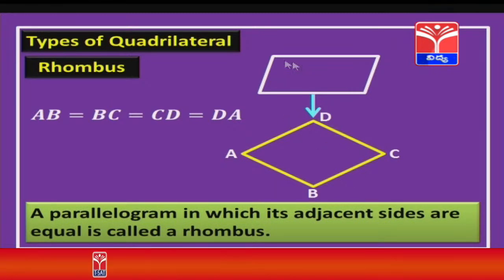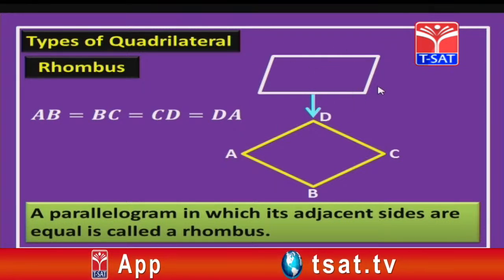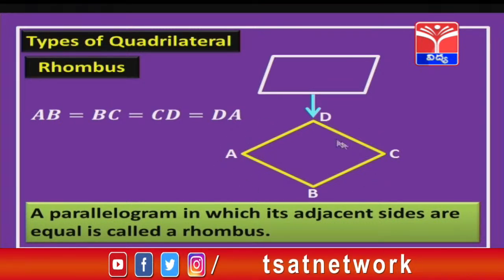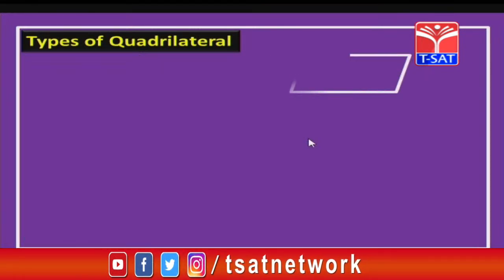If you notice, this is a parallelogram in which only the opposite sides are equal. Suppose these two adjacent sides are also equal, then it becomes a rhombus ABCD. Okay, children, that means in a rhombus all four sides are equal. Let us move on to our next type of quadrilateral.